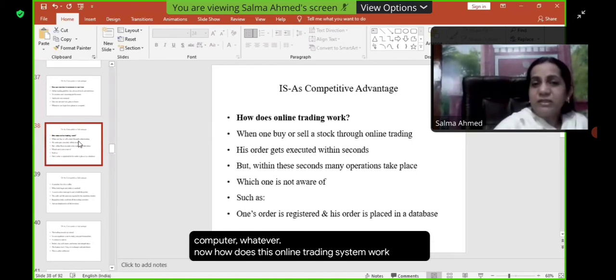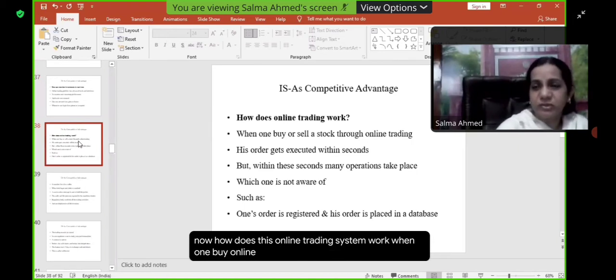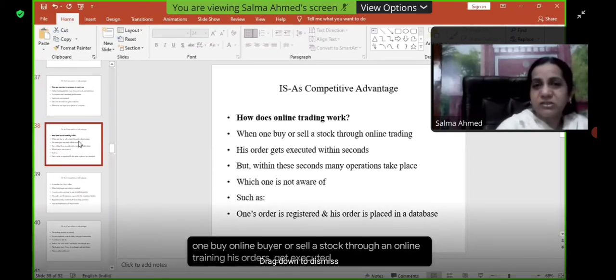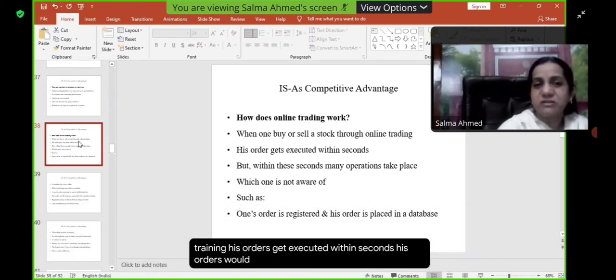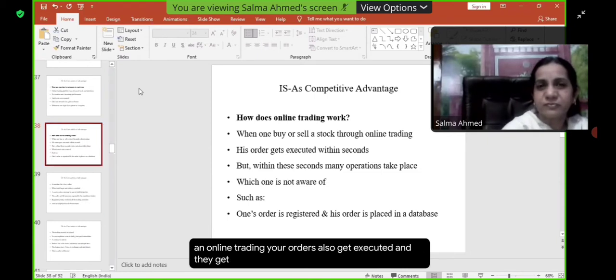When one buys or sells a stock through an online trading platform, his orders get executed within seconds. But within these seconds, many operations take place which one is not aware of.